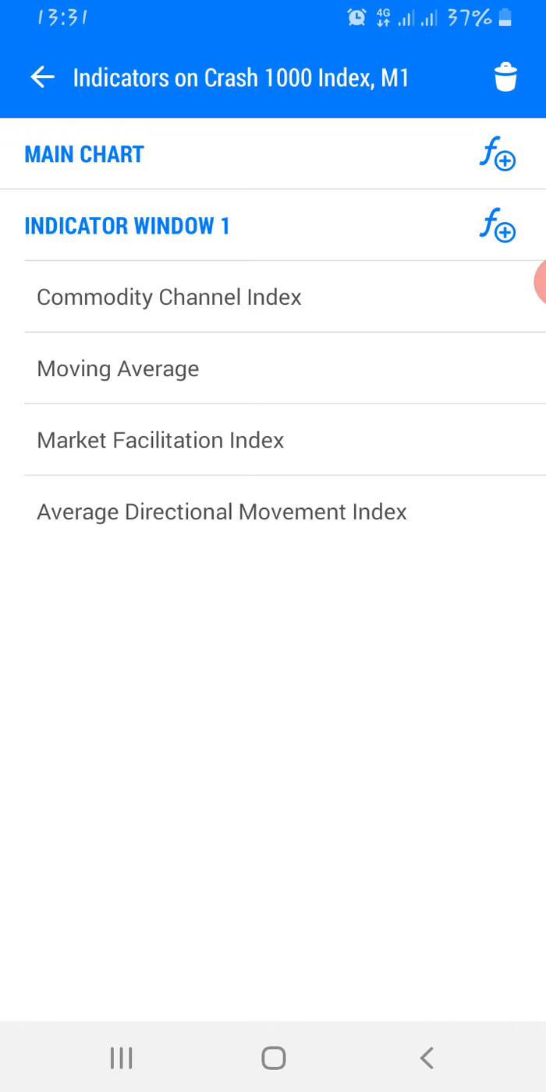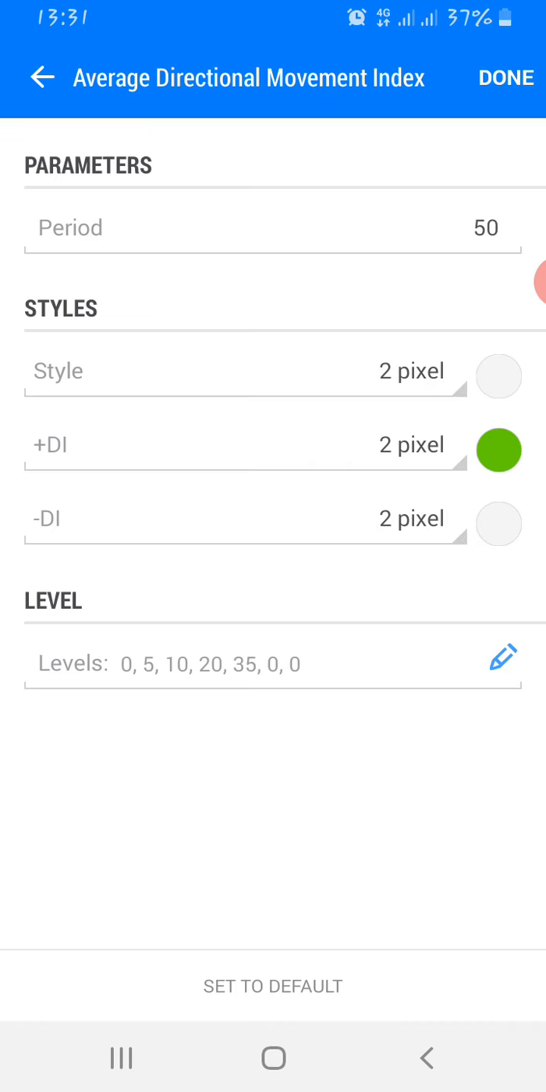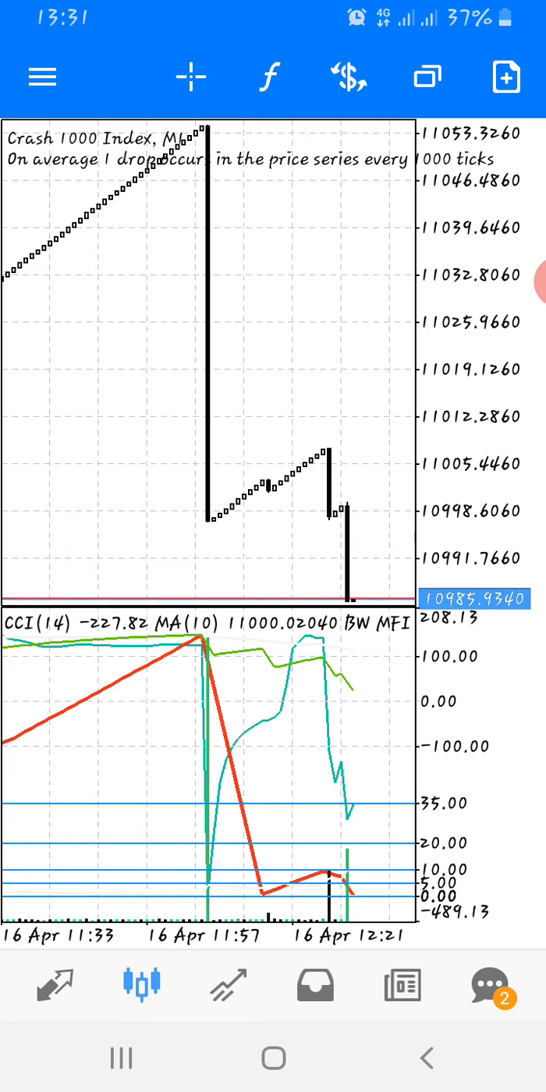The last indicator is the Average Directional Movement. Period 50, 2 pixels width. The positive DI, 2 pixels, you put a green color. Then the negative DI, 2 pixels, use the color on the screen for the style. While the levels are 0, 5, 10, 20, 35, then you click done.